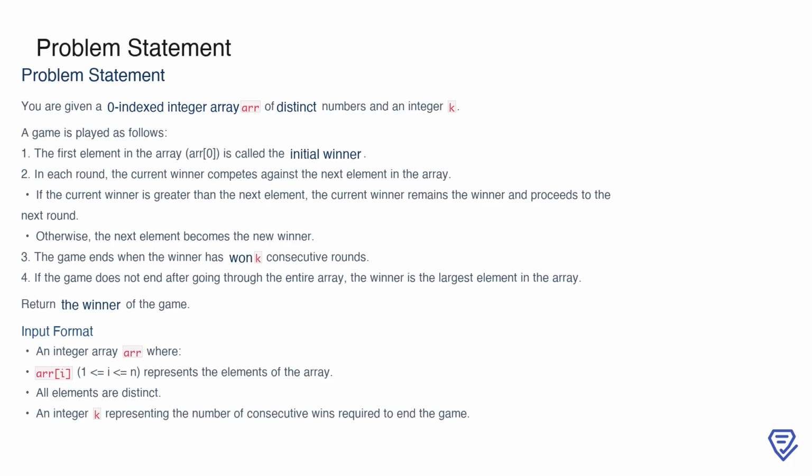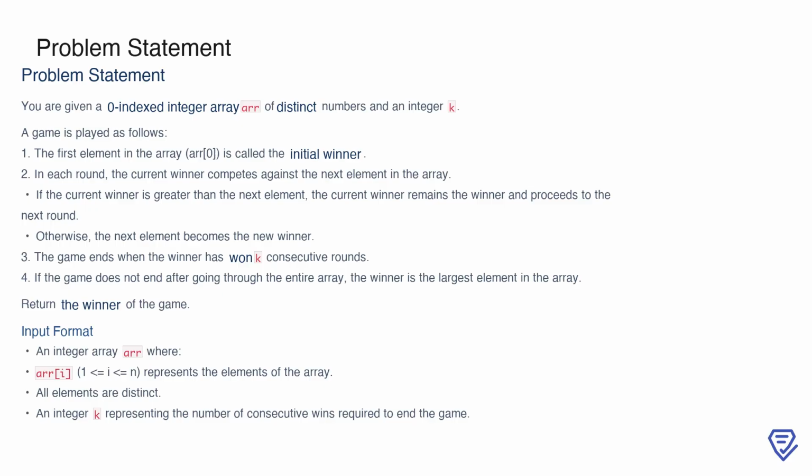In this problem, you are given an integer array called arr, which contains distinct elements, and an integer k. The goal of the problem is to determine the winner of a game played according to specific rules. The first step in the game designates the first element of the array, arr[0], as the initial winner. Then, the game proceeds in rounds. During each round, the current winner competes against the next element in the array.